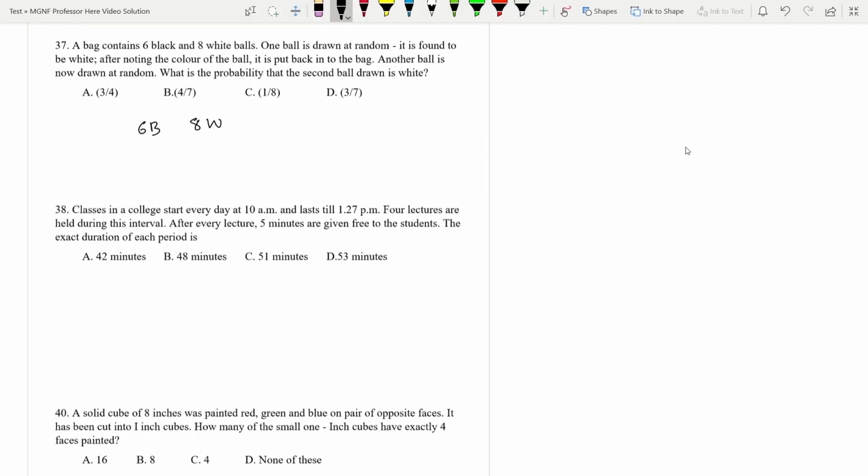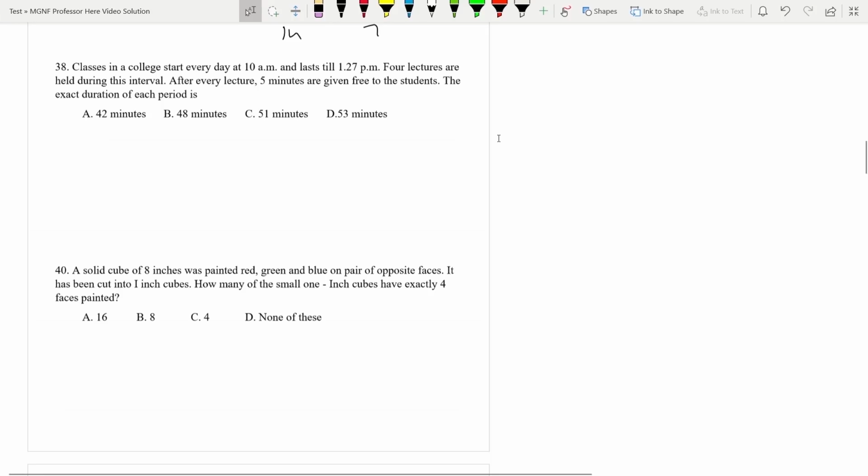So since the ball is put back, it's again back to the same scenario. Another ball is now drawn at random. What is the probability that the second ball drawn is white? The probability of drawing the second ball white is the same as the probability of drawing the first ball white, because we are putting back the ball. So the probability is 8 divided by 14, which becomes 4/7. Option B is the answer.